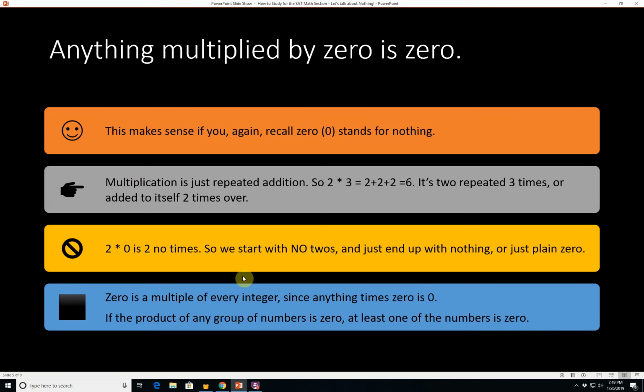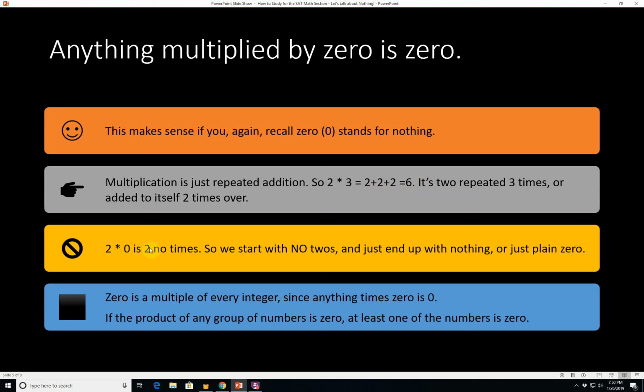And anything multiplied by 0 is also 0. This makes sense if you again recall that 0 stands for nothing. So multiplication is just repeated addition. So 2 times 3 is equal to 2 plus 2 plus 2. So you have 2 3 times, which is 6. It's 2 repeated 3 times, or it's 2 added to itself 2 times over. What I mean by that is you start with a 2, then you add another 2, then you add another 2. So you've added 2 to the existing 2 twice, so you have 3 2's, which is 6.